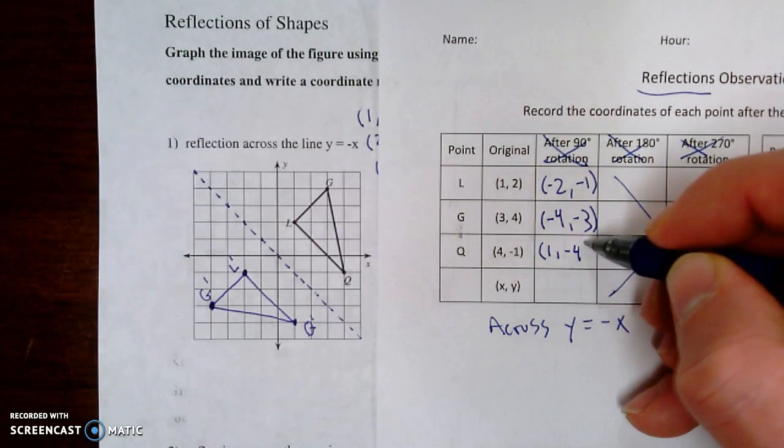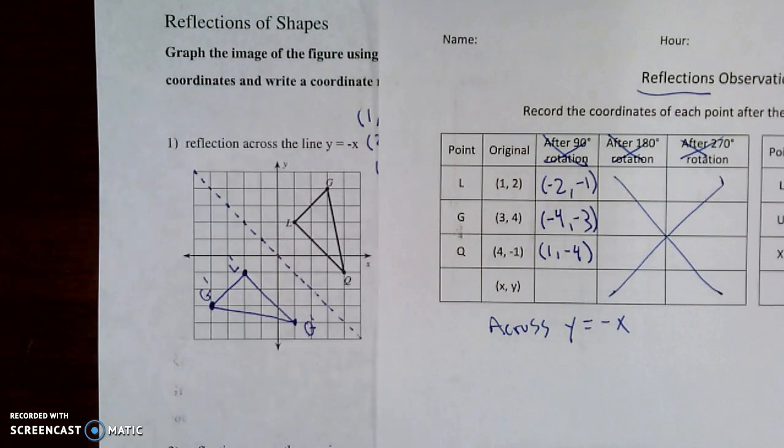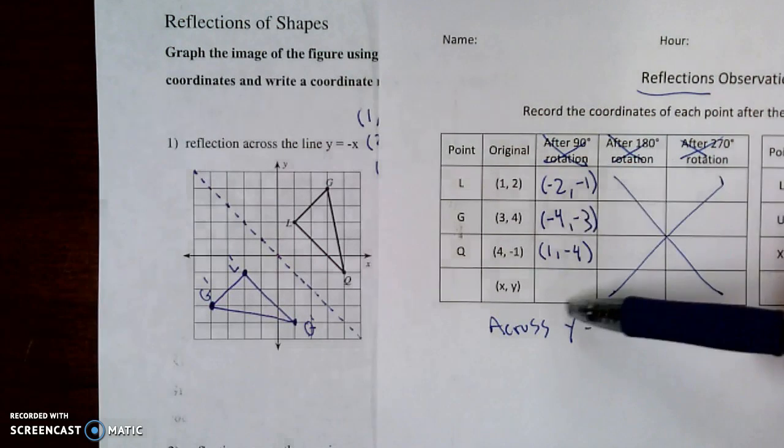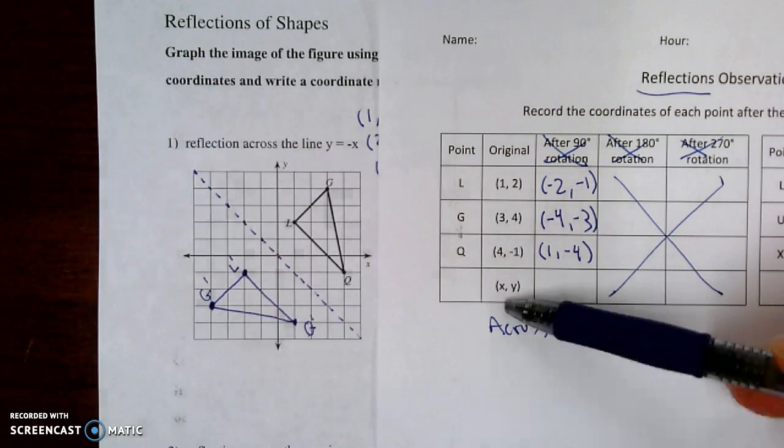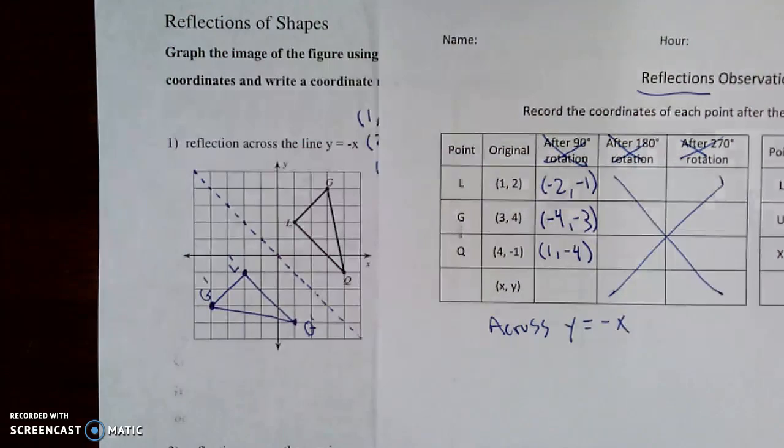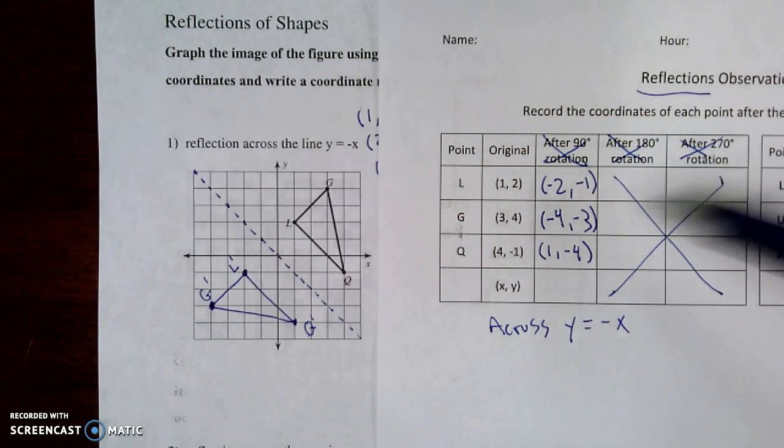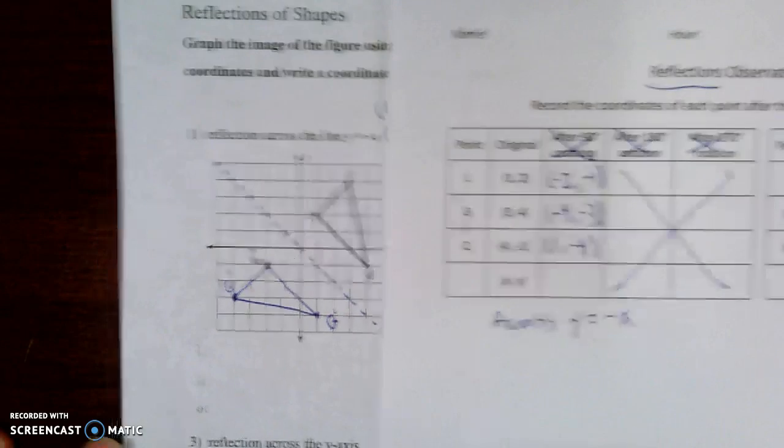1, negative 4. And so what you need to do is take a look at these and see if you can figure out what's the rule here. How would we take some random point x, y and change it so that we had a reflection across that line, y equals negative x.